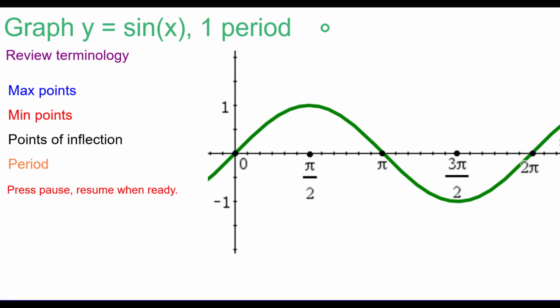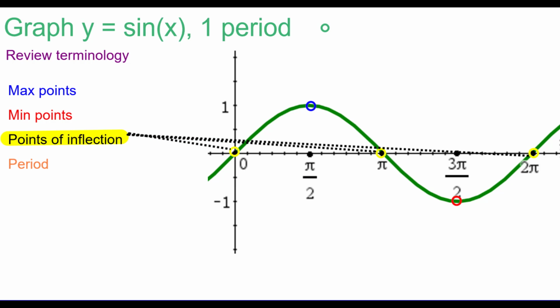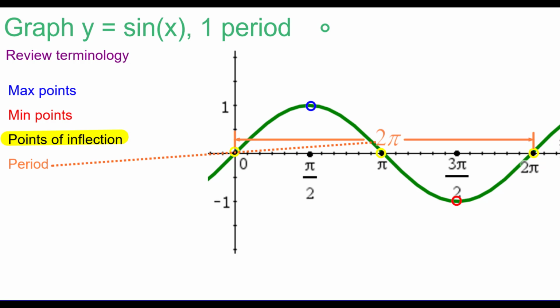Let's review the terminology. First of all, the maximum points. This one occurs at pi over 2 comma 1. The minimum occurs at 3 pi over 2 comma negative 1. And there are 3 points of inflection here, and those are the points where the curve changes concavity. The period of sine is 2 pi, from the first point of inflection to the third point of inflection. One full period, one full wave.